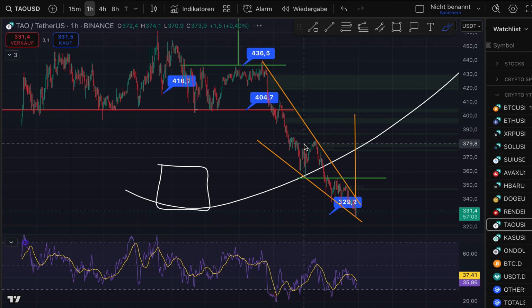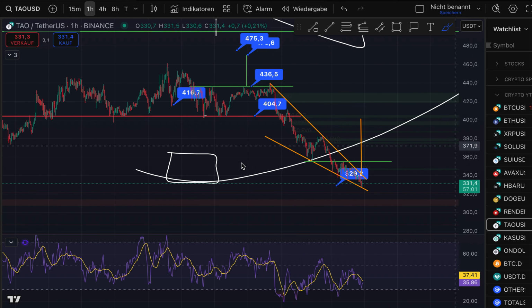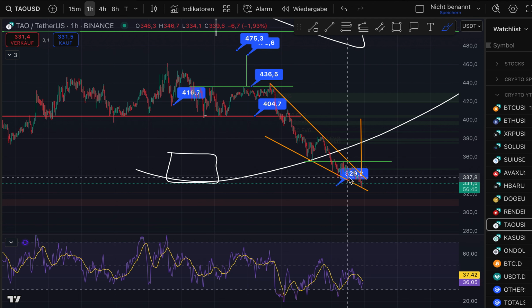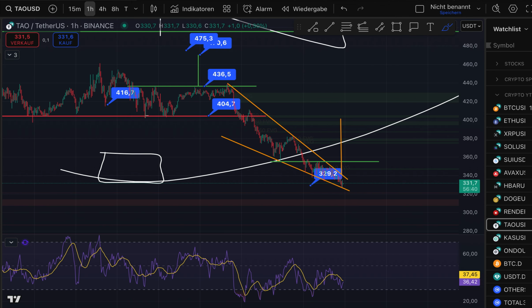Similar to Render is also TAO. We have said about TAO that we are taking profits. I took them a bit earlier at $370 to $372, but I continued taking profits lower than $364. Target was $330 US. We went there.